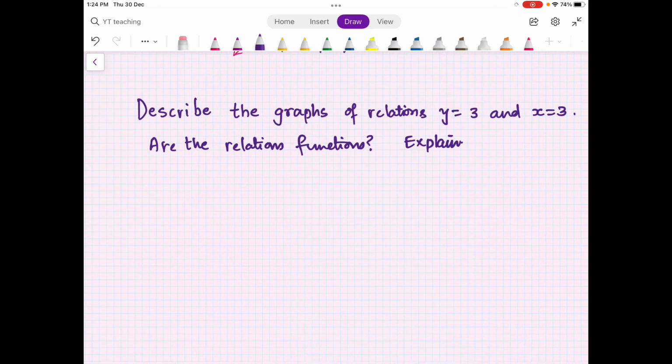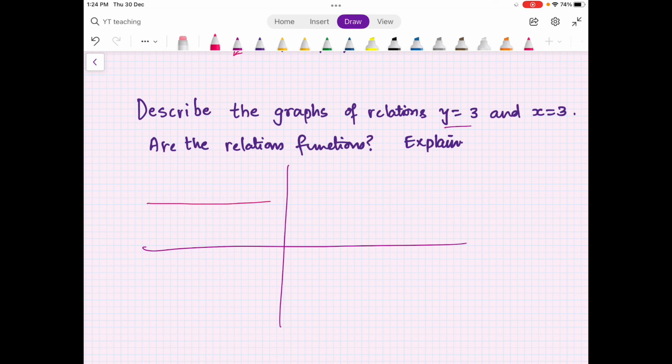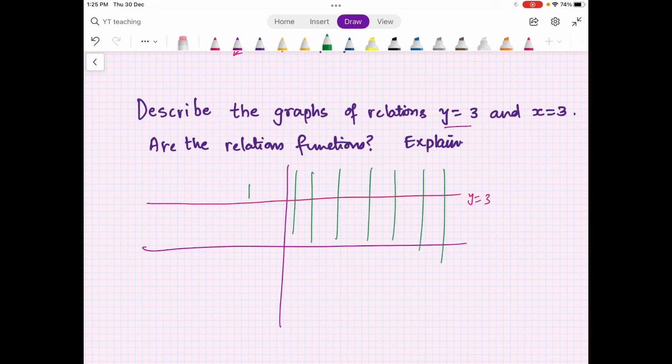The question is, describe the graphs of the relations y is equal to 3 and x is equal to 3. Now you have to tell whether these are functions or not. So let us draw the lines. So you have y is equal to 3. So this line is like this, y is equal to 3. So can you see, is it a function? Yes, if you draw vertical lines, you see corresponding to each vertical line, you have only 1 point of intersection. So yes, this is a function.